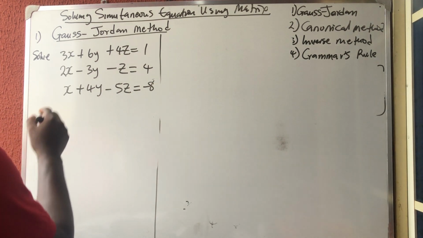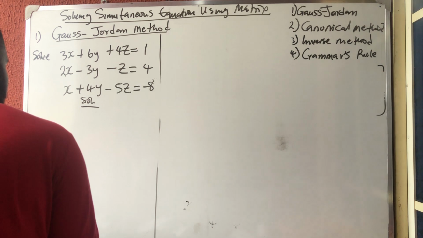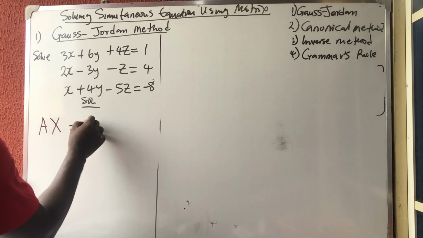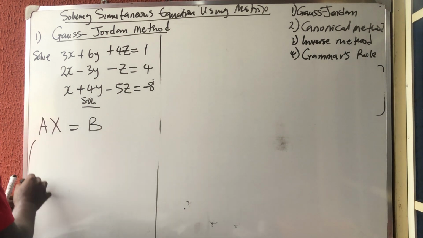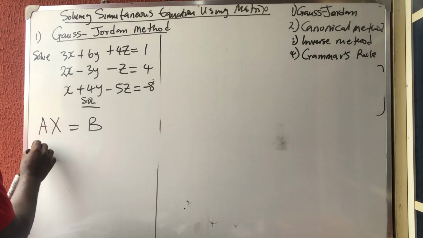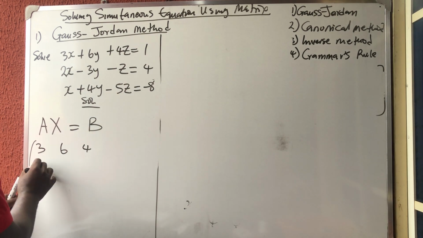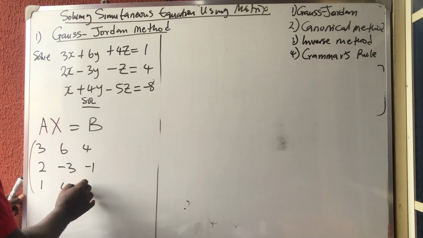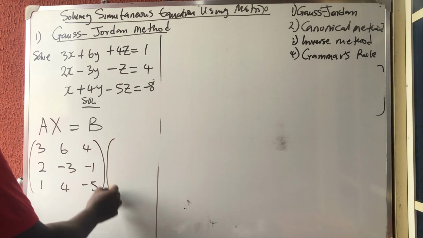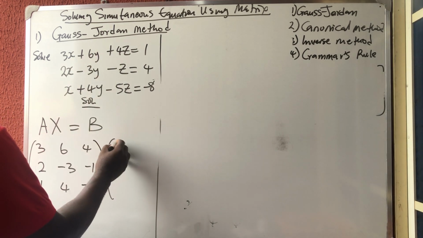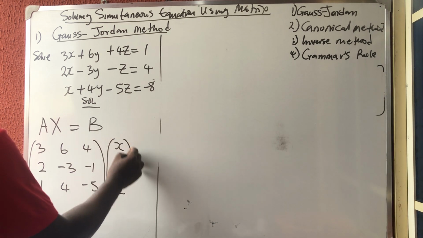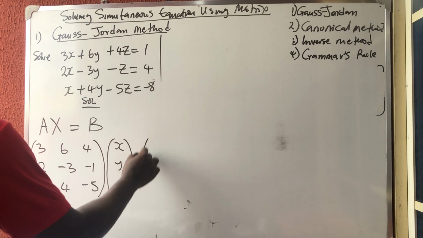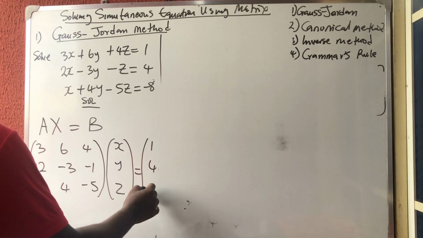Okay, so let's use the same thing. The solution method does not change. Solution using Gauss-Jordan, we know that the equation is normally Ax is equal to B. So what is our A? Our A is the coefficients of all these things, which is 3, 6, 4, 2, minus 3, minus 1, then 1, 4, minus 5. Then our x is the variable itself, which is x, y, and z. Then our B is the solution side, which is 1, 4, and minus 8.